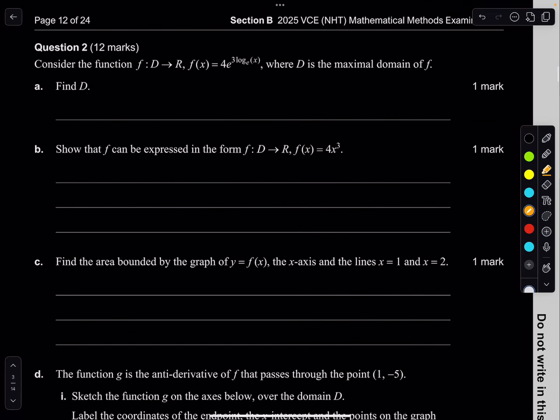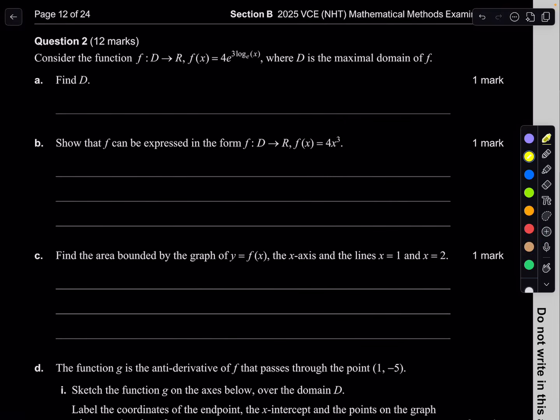Next question. Question 2. Consider the function f, which has a domain of D, where f of x is this, where D is the maximal domain of f. Find the domain. So we want to basically find the maximal domain. Now, this is very easy because you can just write it in your CAS and your CAS can find you that maximal domain. So let's first do that by CAS, and we can also try doing it by hand. There's many ways, but of course do it by CAS. It's so much quicker, but we'll also talk about how you can find it by hand.